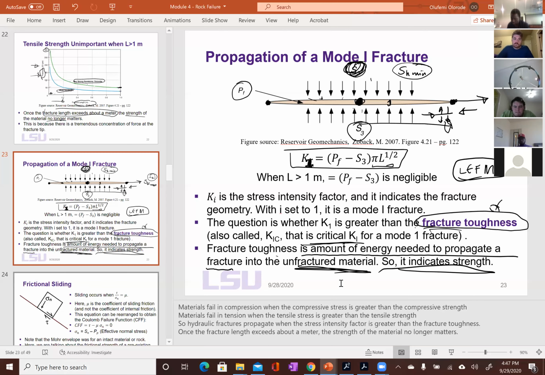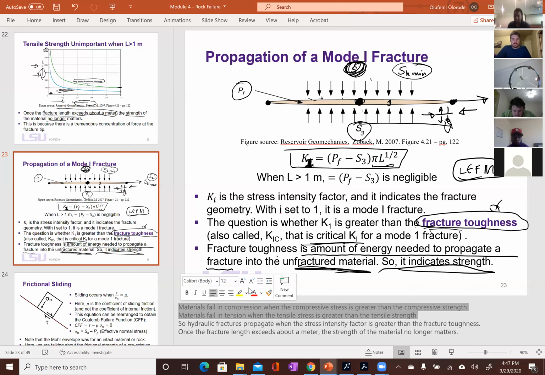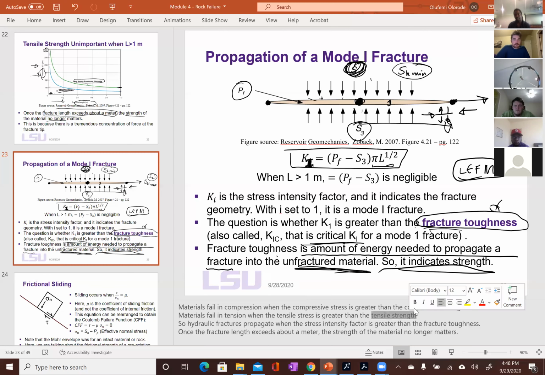Now I see some notes I had written before, which is important. Materials fail in compression when the compressive stress exceeds the compressive strength, right? And for tension, the tensile stress will exceed the tensile strength. And what's the tensile stress? Is that the fracture pressure you're applying on it, right? When it exceeds the strength of the rock in tension mode, which is the tensile strength, then it opens up.